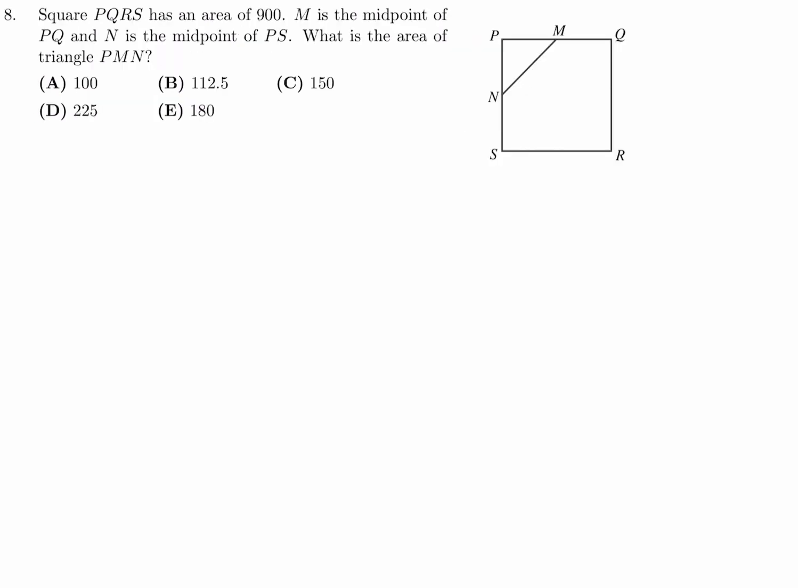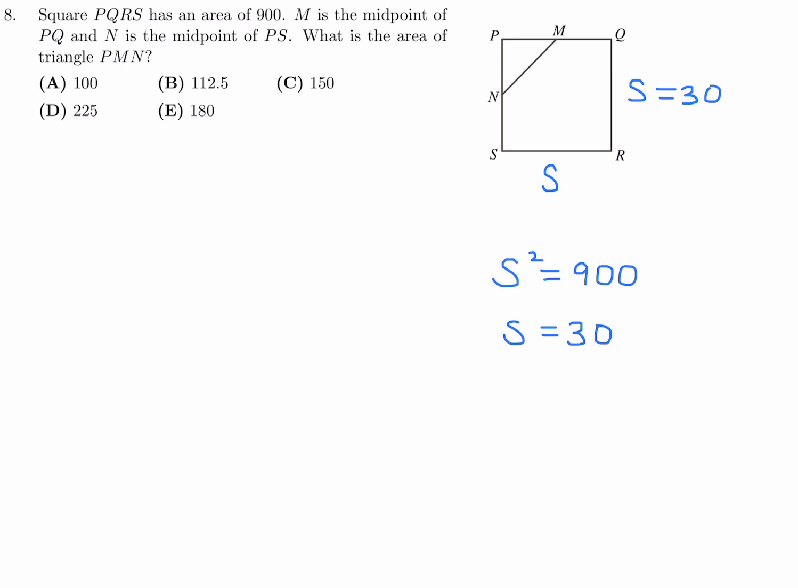Square PQRS has an area of 900. M is the midpoint of PQ, N is the midpoint of PS. What is the area of triangle PMN? Well, if the length of the square, let's say, is S, then we know that S squared is 900. So S is equal to 30. So I'll just put that there.